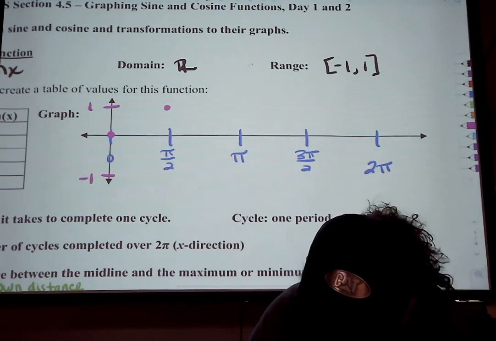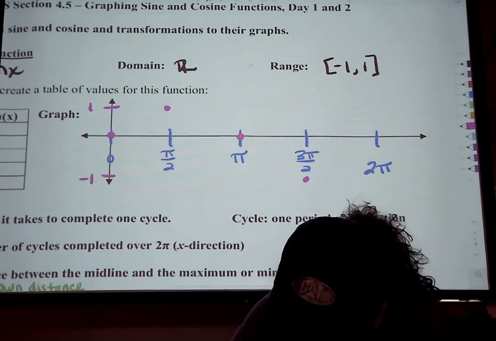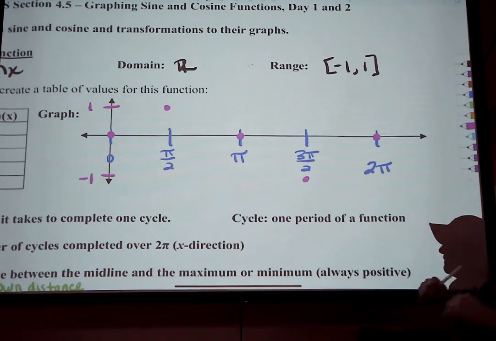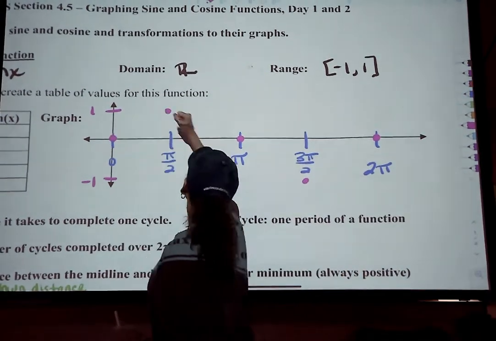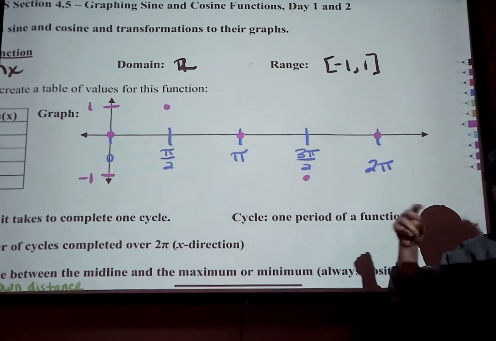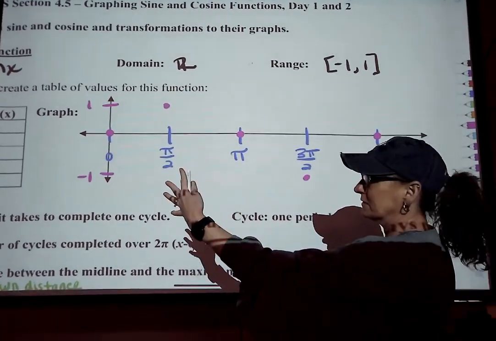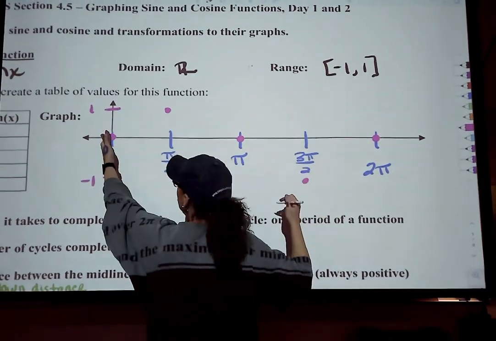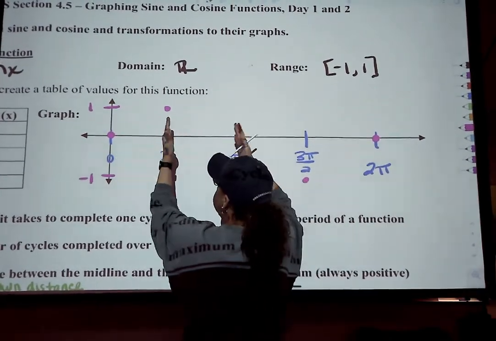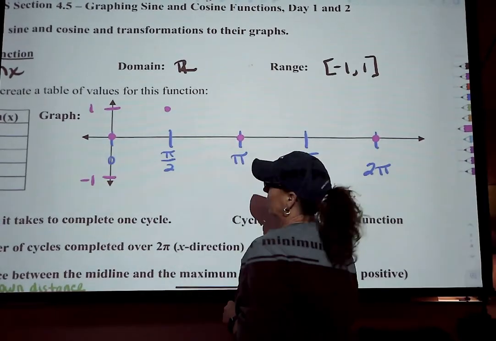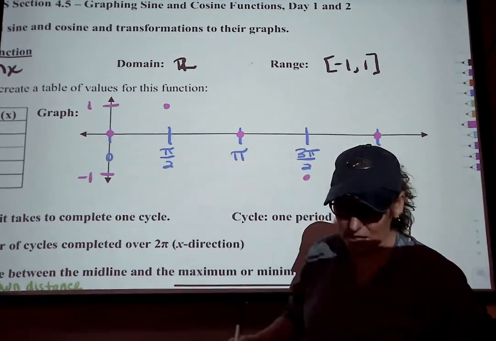Here, here, here, here, and here. Did you see how fast I did that? I want you to be that fast. Boom, boom, boom, boom, boom. 5 points, including this one, from 0 to 2 pi, halfway, half of that. The y values are 0, 1, 0, -1, 0. Okay, now connect them.